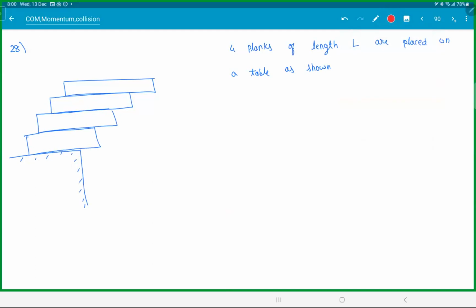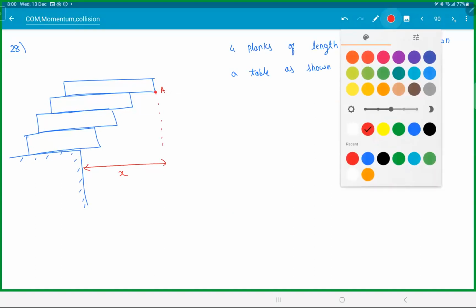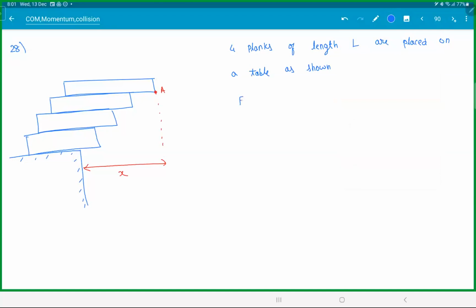So I wanted to arrange them in such a way. This point is A. This is X. So arrange them in such a way that X is maximum. Find the max value of X, meaning you can just keep pushing them until none falls. Find the max value of X if the planks don't fall or topple.